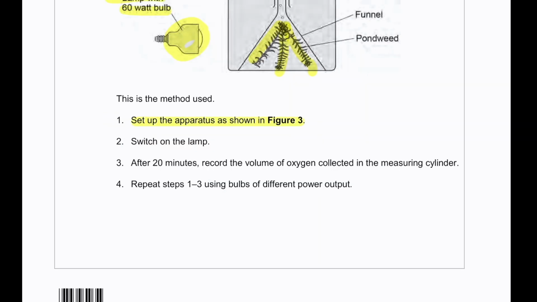Set up the apparatus as shown in figure 3. Switch on the lamp. After 20 minutes, record the volume of oxygen collected in the measuring cylinder. Repeat steps 1 to 3 using bulbs of different power output. That means the student is changing the light intensity and seeing the rate of photosynthesis.